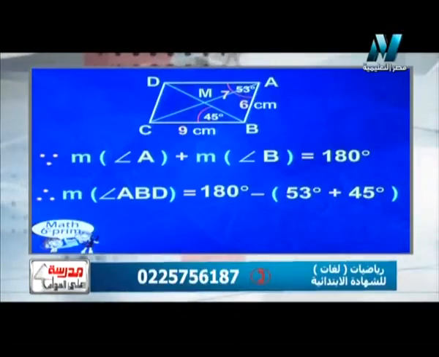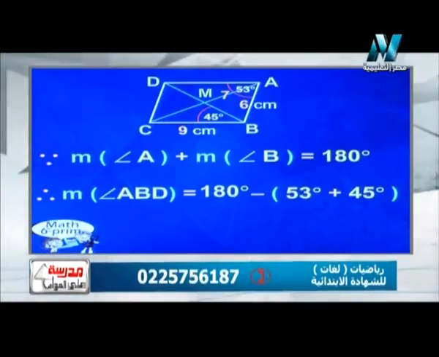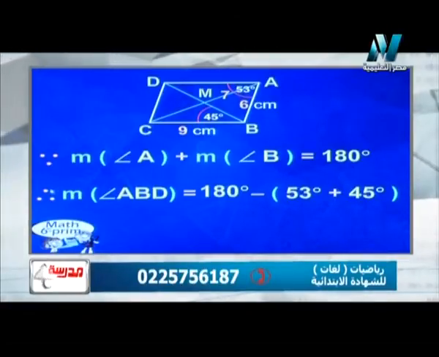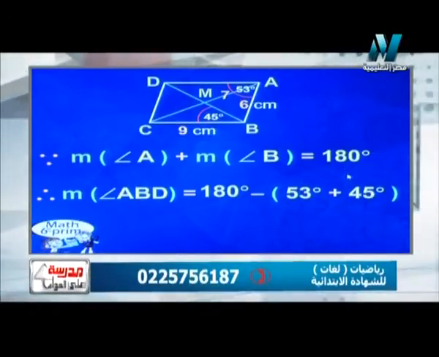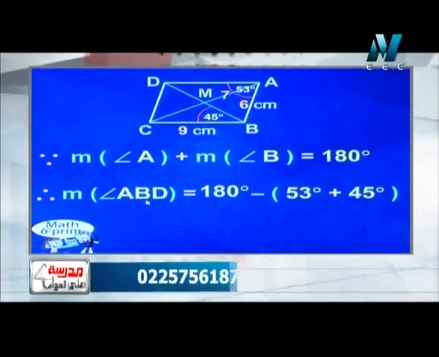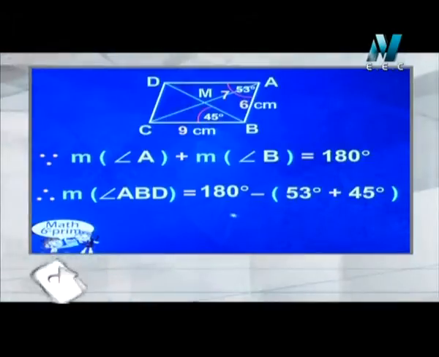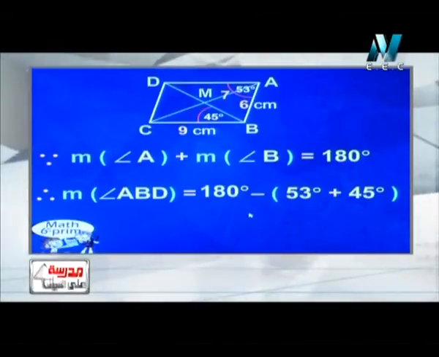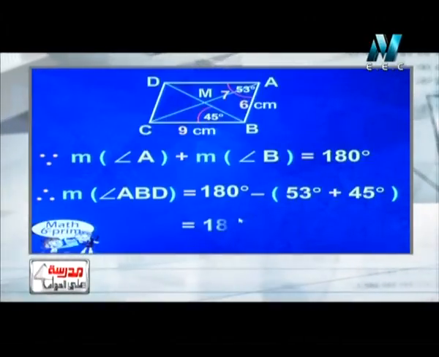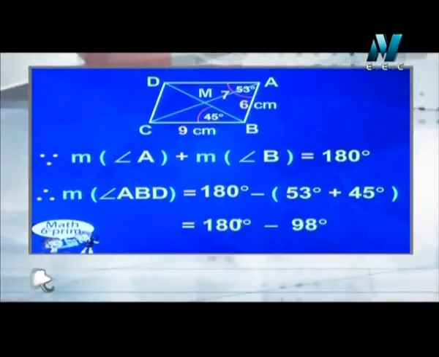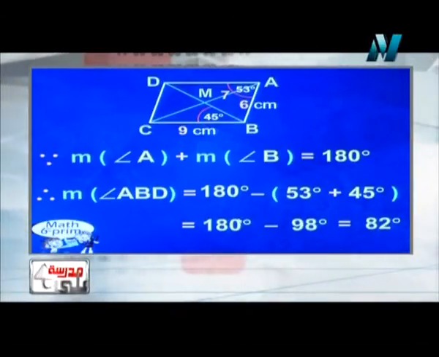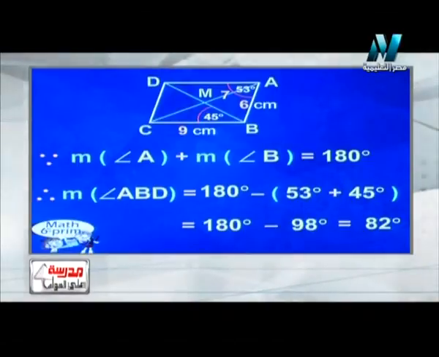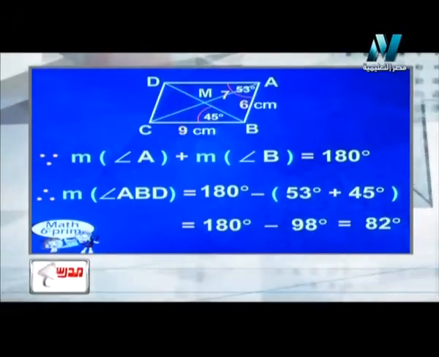The measure of the angle A plus the measure of the angle B equals 180. The measure of the angle ABD, the first required, equals 180 minus the sum of 53 plus 45. You can use your calculator to get the result. The measure of the angle ABD equals 82 degrees. It's a very important exercise.